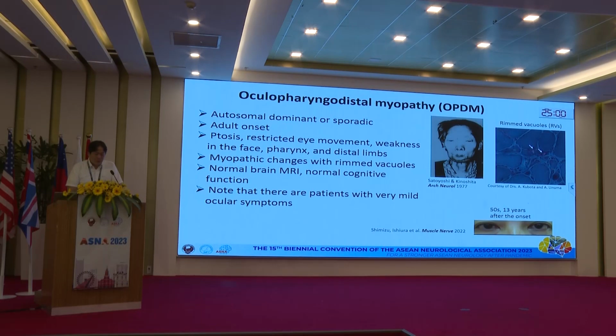The muscle biopsy showed myopathic changes with rimmed vacuoles. The patient shows a normal brain MRI and normal cognitive function. Note that there are patients with very mild ocular symptoms, as shown in this slide.